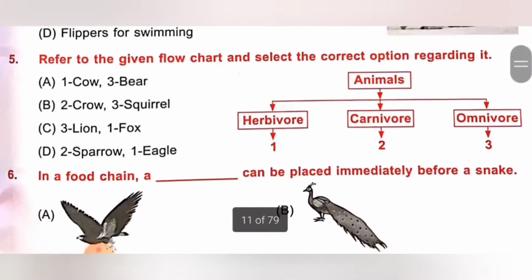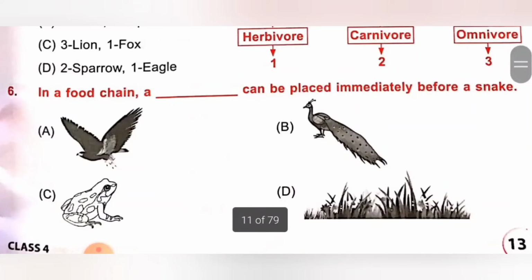Sixth one. In a food chain, dash can be placed immediately before a snake. In a food chain, an organism eats the organism placed immediately before it. As a snake eats a frog, the frog can be placed immediately before the snake in a food chain. But a snake does not eat grass. As a snake is a carnivore, hawk and peacock will occupy the next level after the snake, as they eat snake. So in a food chain, frog can be placed immediately before a snake.